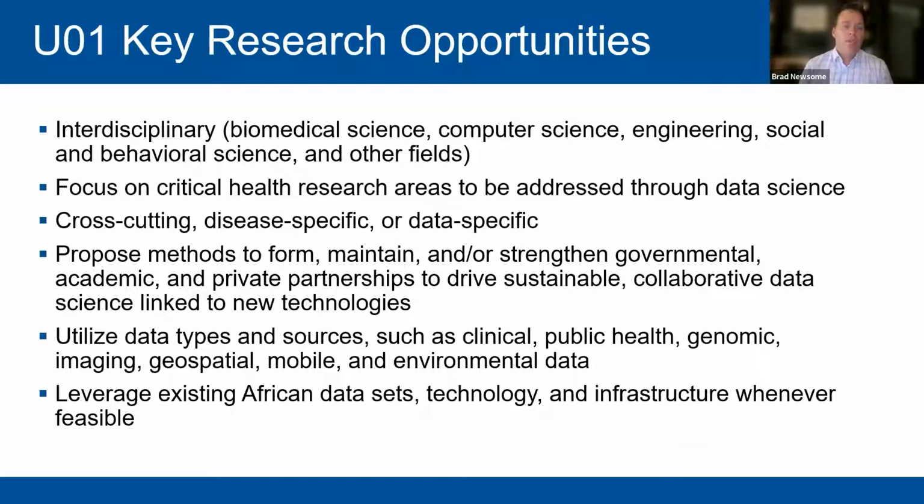The U01 involves key research opportunities that are cross-cutting in nature and interdisciplinary, pulling together biomedical scientists, computer scientists, engineering subspecialties, social and behavioral science, and other fields that are all working together to address complex problems from their component parts. It also focuses on critical health research areas to be addressed through data science, contextually based in Africa. This involves cross-cutting research, disease-specific research, or data-specific research. All of these areas can be proposed.